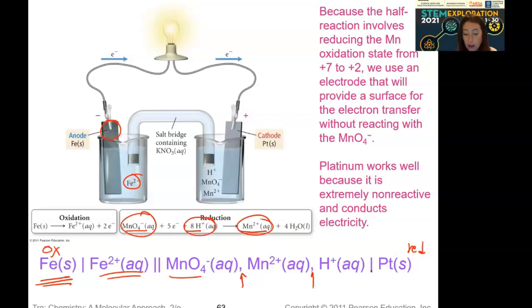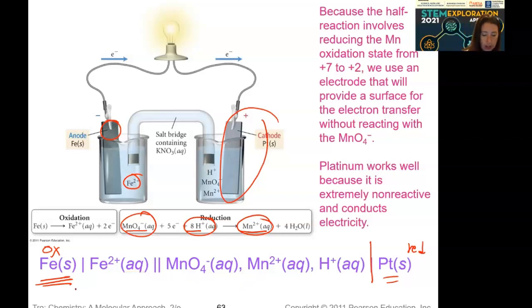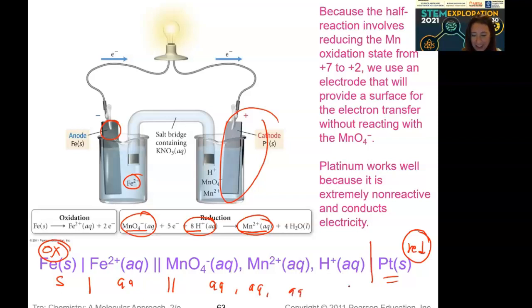And then our inert electrode, we still write. So there's our phase change, and this inert electrode is a solid. And so we still write this one. And again, most often our inert electrode is platinum because it just works really well. So again, when we're doing this, remember oxidation on this side, left, reduction, right, solid, aqueous, salt bridge, aqueous, comma, aqueous, comma, aqueous, line, solid. Pretty much how cell notation goes.